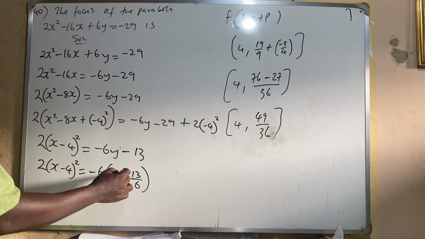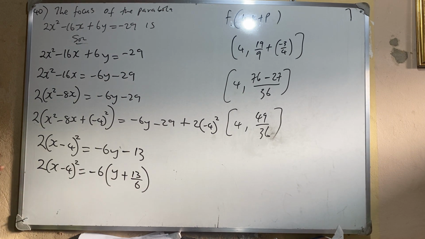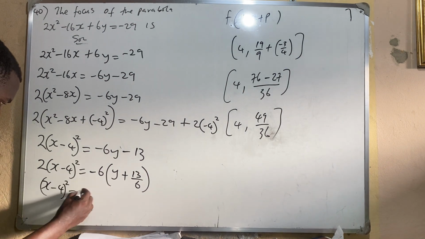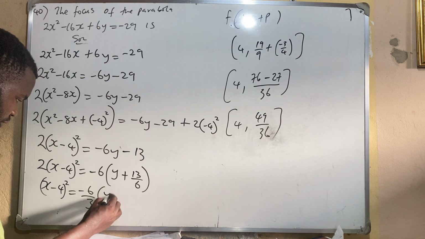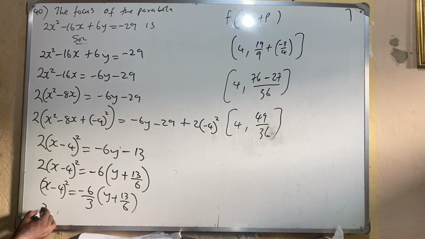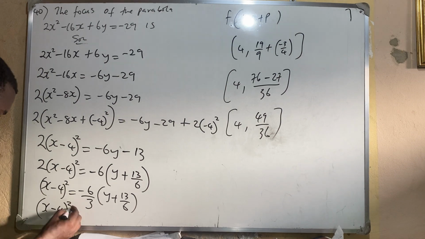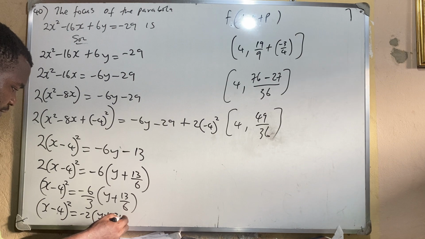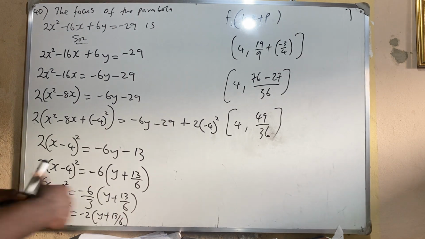Okay, here should be plus because I'm bringing out the minus. So if I divide everybody by this, I'm going to have x minus 4 all squared is equal to minus 6 over 3 in bracket of y plus 13 over 6. So I'm going to have that x minus 4 all squared is equal to minus 2 in bracket of y plus 13 over 6. I've gotten the correct answer.